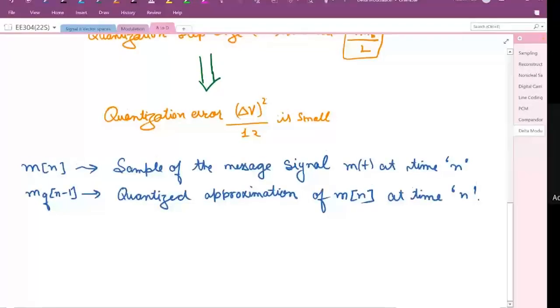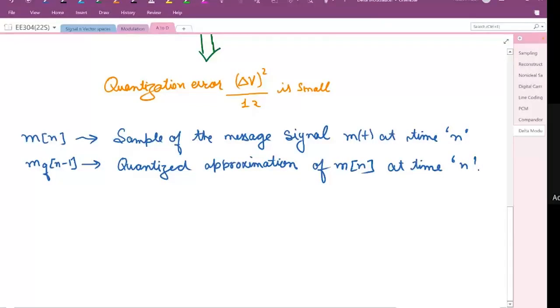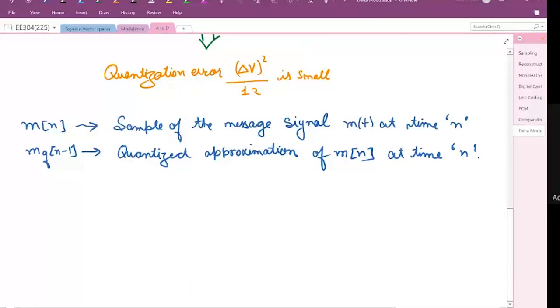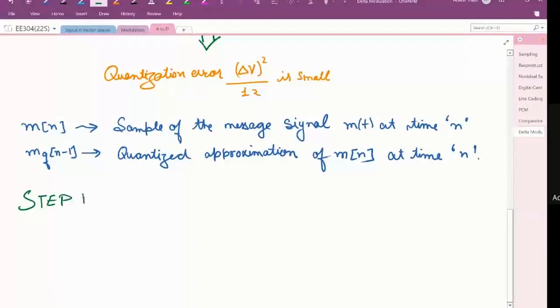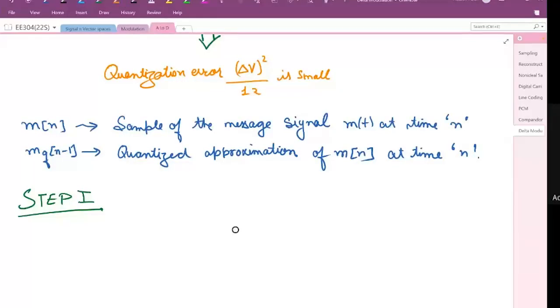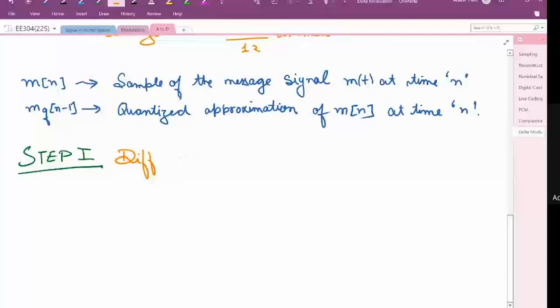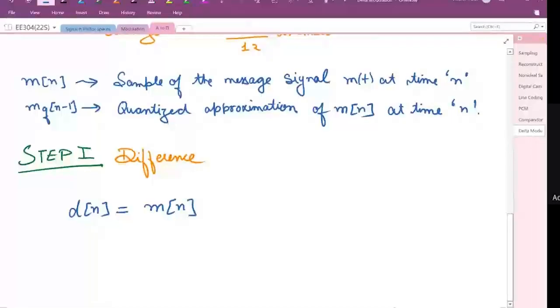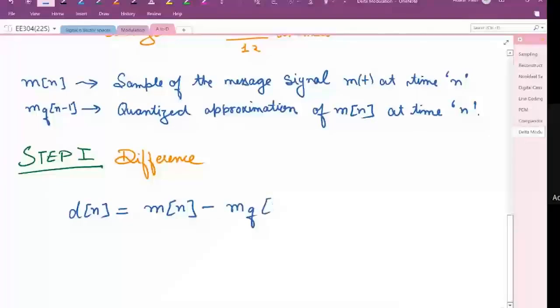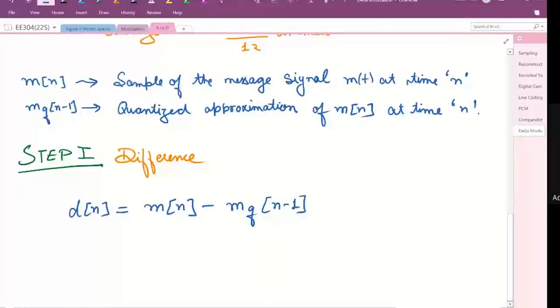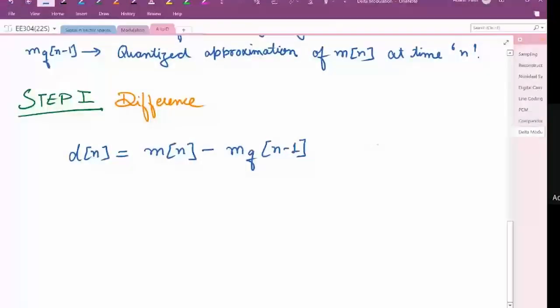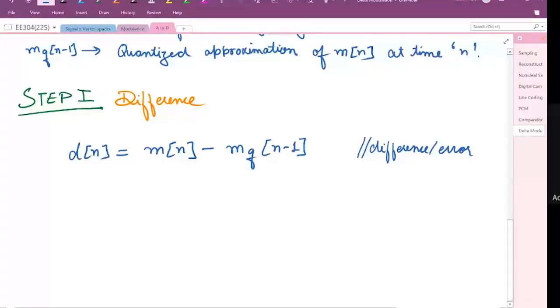Okay, let us say this. We are going to do a three-step process. Step one is finding the difference between the successive samples, dn. It is defined as dn equals mn minus mq n minus 1. That is the difference, or the error.